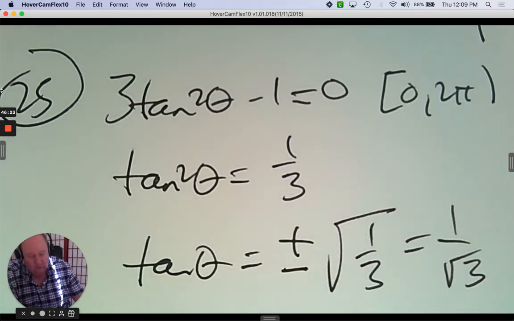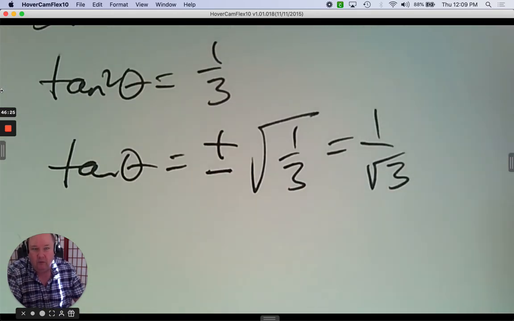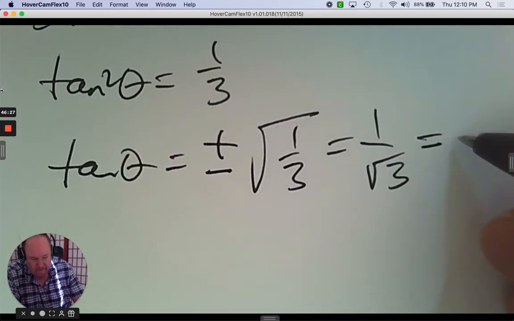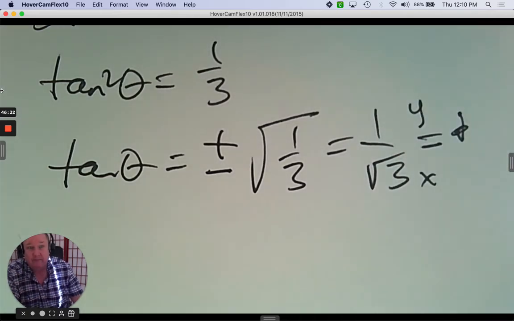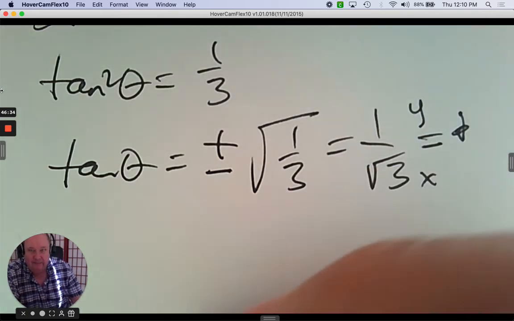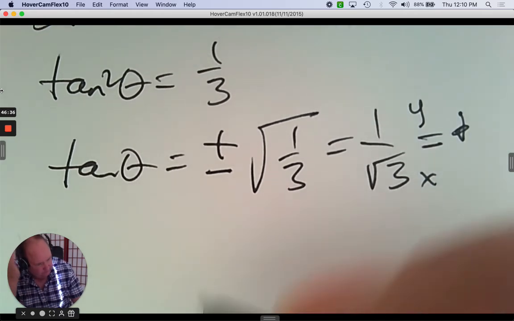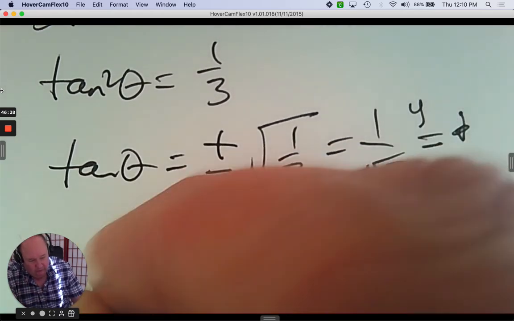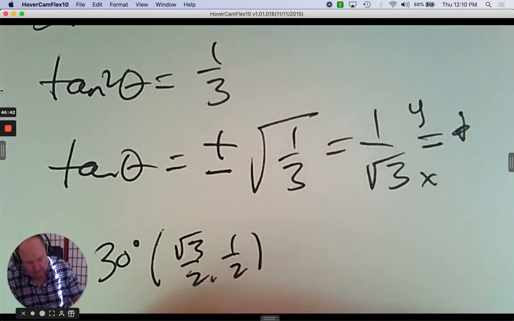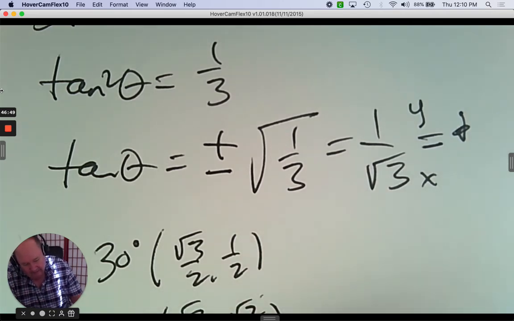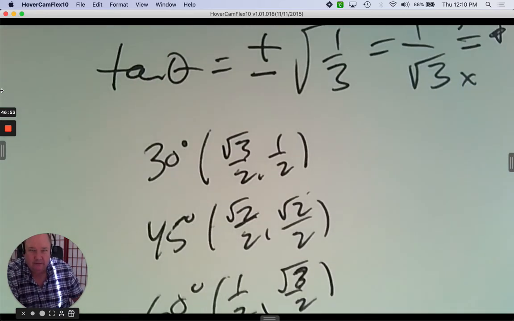So the square root of 1/3 is 1 over root 3. And I'm just going to leave it that way. This is y over x. So when I think of my reference angles, this is what I'm thinking of. 30 degrees, root 3 over 2 and 1/2. 45 is root 2 over 2, root 2 over 2. 60 is 1/2 and root 3 over 2. So that's what I'm thinking of.